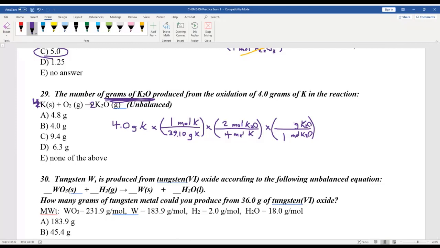On the periodic table, K2O will be 39.10 plus K times 2, plus O is 16. So 94.2.